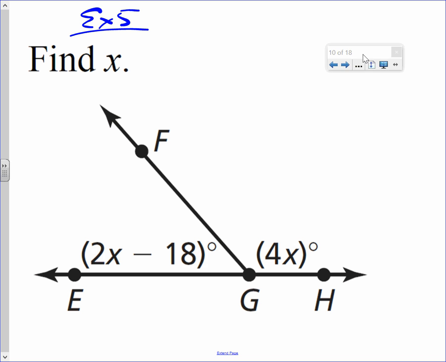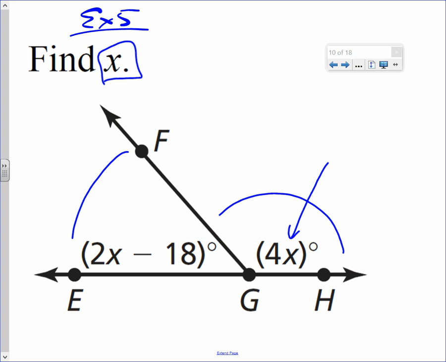Here the mission is just find X. Cool. That means we could get happy one X by itself. Get all happy. So we got to form an equation. This angle right here has X in it. This angle right here has X in it.